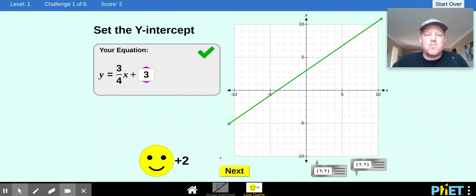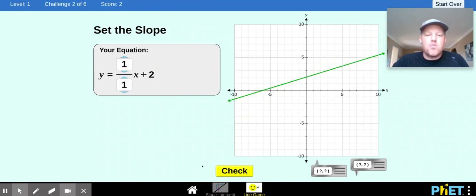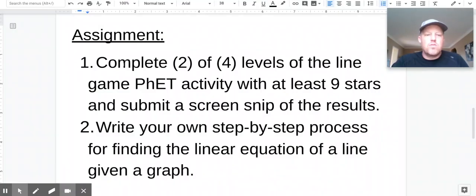Hit the check button to provide you a real loud ring. You get 2 points if you get things correct the first time, 1 point if you get things correct the second time. And so again, your challenge is to go through and complete 2 of the 4 levels with at least 9 stars, and then take a screen snip.